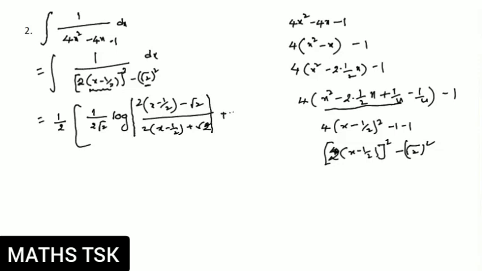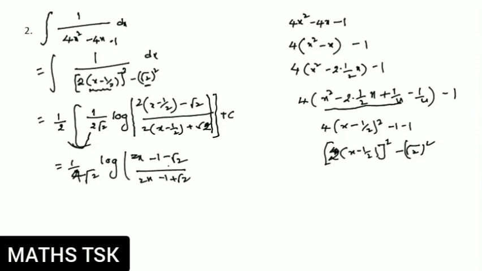This is 2 plus c. So I can end here by simplifying. So there is 1 by 2 into 1 by 4 root 2. I can write it as 1 by 4 root 2, 2 into 2. This becomes 4. And then log of 2x minus 2 into 1 by 2 is minus 1 minus root 2 by 2 into x minus 1 plus root 2 plus c. This is the second problem.